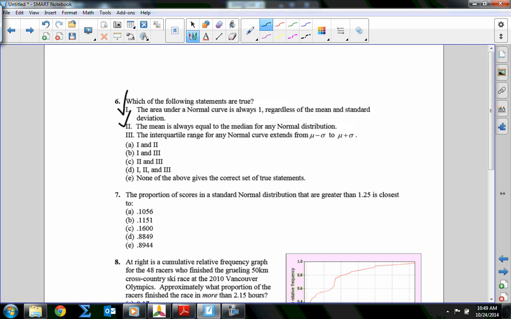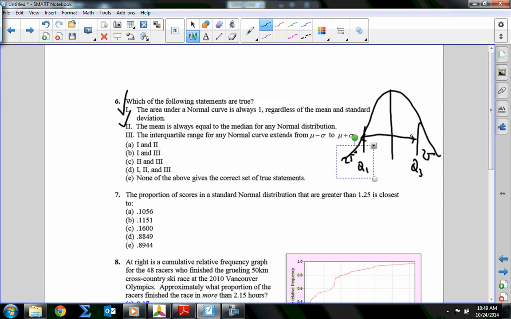The interquartile range for any normal curve extends from mu minus sigma to mu plus sigma. Well, we're going to have to investigate that one. If I sketch myself a curve, which I like to do, by definition, the interquartile range takes Q1, which will have 25% of the data, and Q3, which will have 25% on that part, which means between Q1 and Q3, you have 50% of your data. It's the middle 50%.